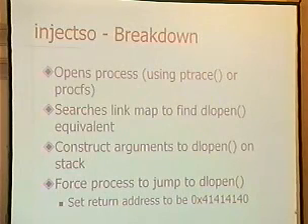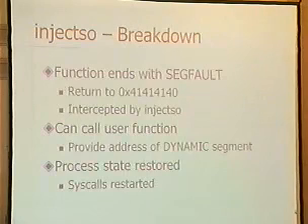So basically what does Injector Ssh do? It opens the process using whatever the debugging mechanism is on the platform. It searches the link map which is exported by the program in order to find the DL open function, which, as we specified, is a dynamic linker function which is used to load a library. It constructs the arguments to DL open on the stack. Note that it doesn't construct any code inside the target executable, it just constructs the arguments on the stack inside the executable. And then it forces the process to jump to DL open, setting the return address to 41414140, which is pretty much, well, in every case, an invalid address.